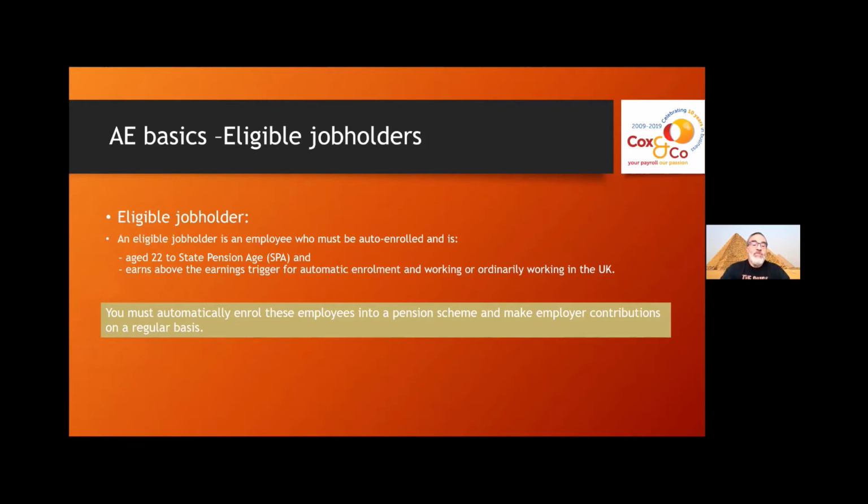And you must earn above the earnings trigger for automatic enrolment and be working or ordinarily working in the UK. The earnings trigger for automatic enrolment is and has been since day one £10,000 per annum. Obviously, that's subdivided into the pay frequency. So £10,000 over 52 for a weekly frequency, £10,000 over 12 for a monthly pay frequency, and so on and so forth. So that's never changed, strangely. Everything else around it has moved. There have been changes in contribution rates. There have been changes in those automatic enrolment qualifying earnings levels, but this one hasn't changed.